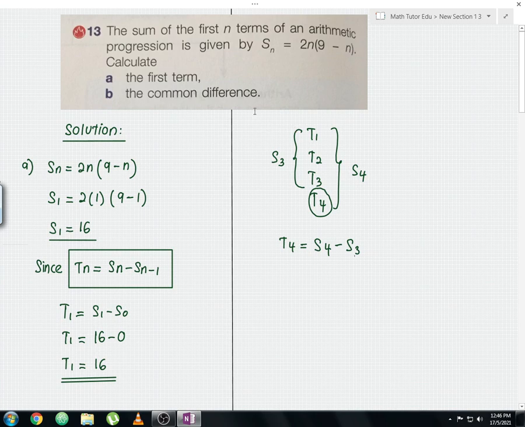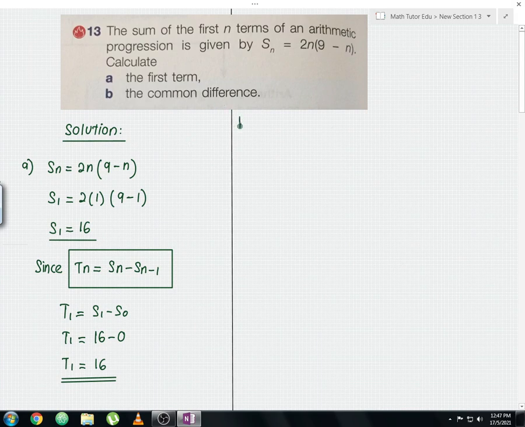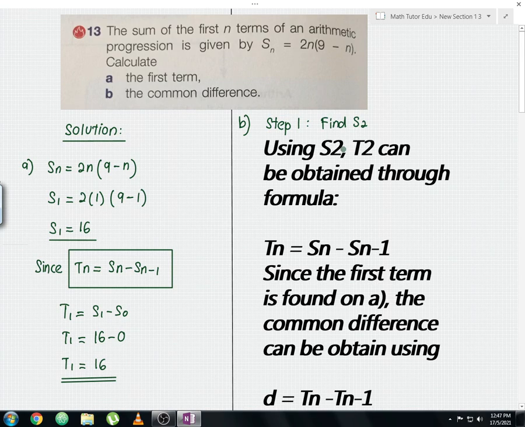Let me erase this and proceed to question part B, where we need to calculate the common difference. To calculate the common difference, the first step is to find S2, which is the sum of the first two terms. Let me write down the working here. Step 1, find S2. Why do we need to find S2? I will explain throughout the working, so please follow along with me.